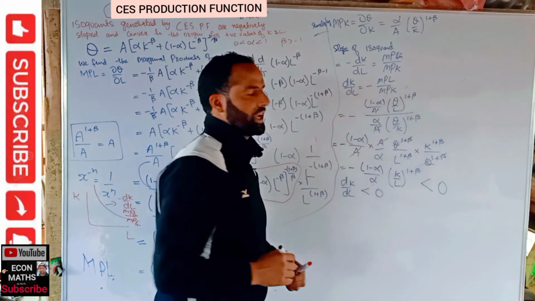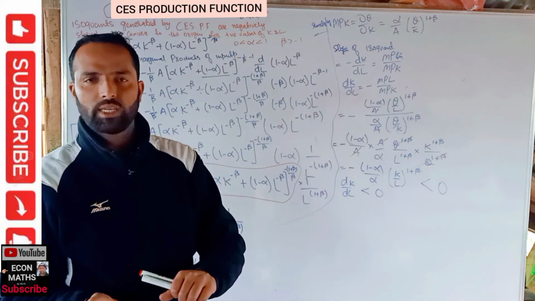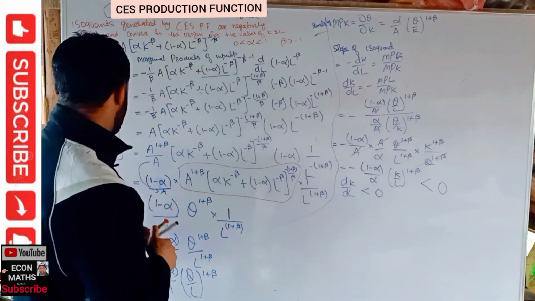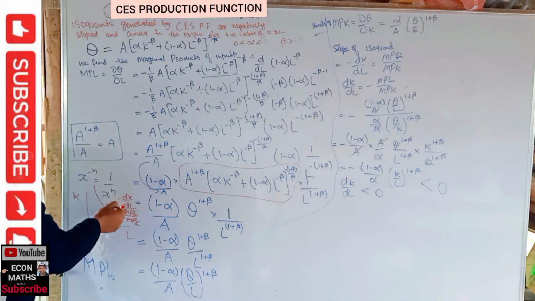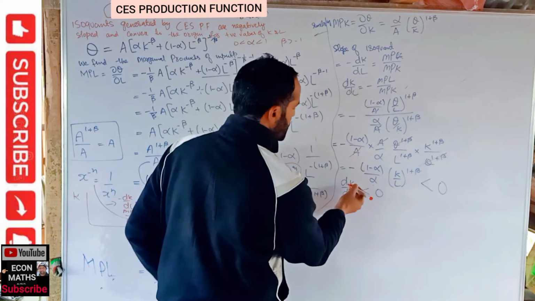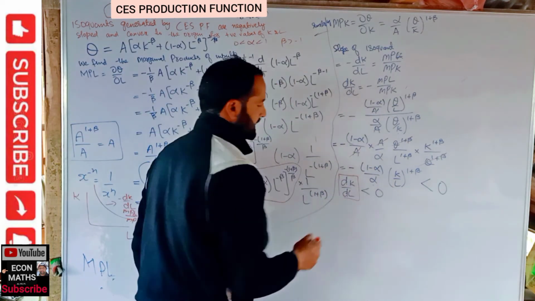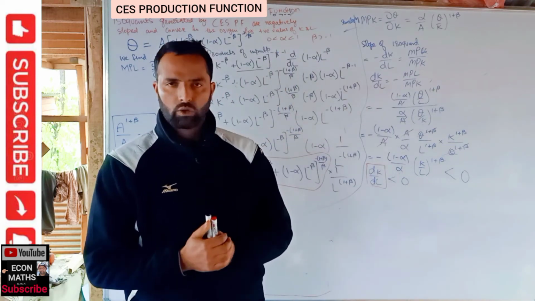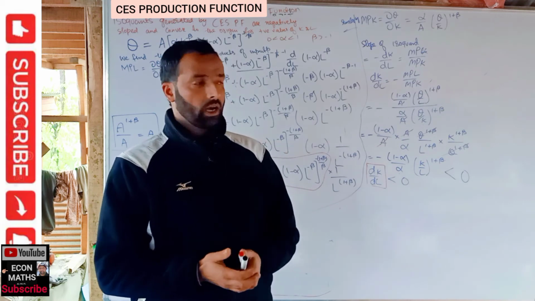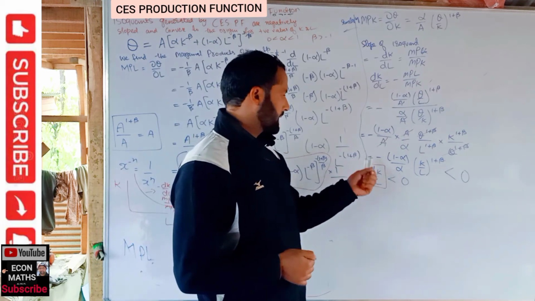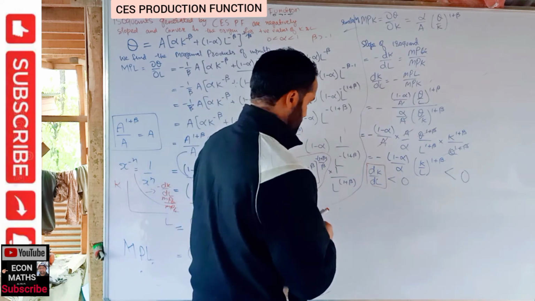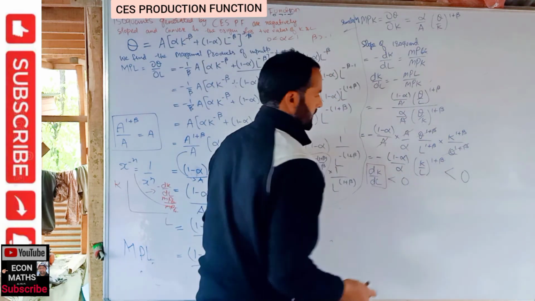When we have the slope less than 0, we say it is a negative slope. We have shown that the isoquants generated by the CES production function are negatively sloped because we got the value dK divided by dL less than 0. Now we have to prove that the isoquants generated by the CES production function are convex to the origin. The convexity is shown by taking the second derivative of dK divided by dL. That is, we differentiate this very function again with respect to L.